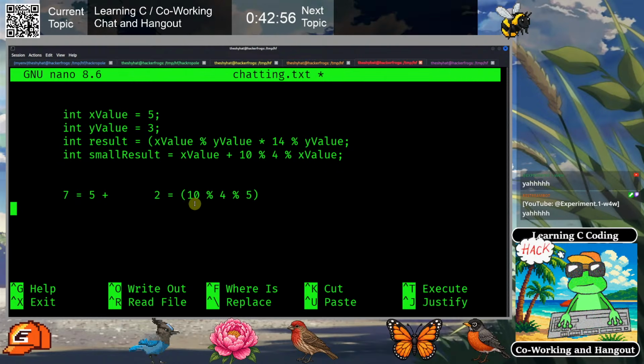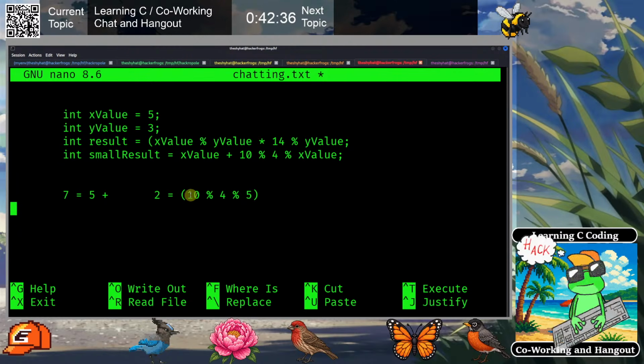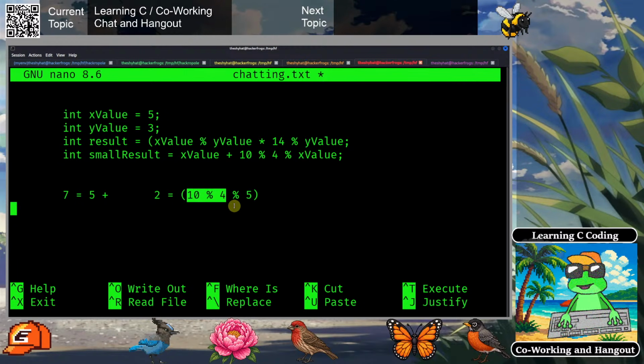So 10 modulo 4 is 2. 2 modulo 5 is the same as 5 minus 2, which is 3. So this is not the way it's supposed to go.